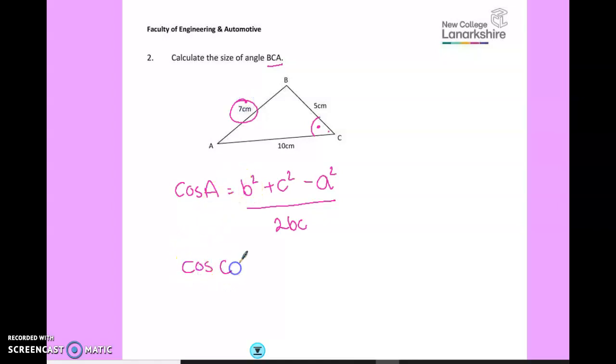So cos C, and the reason it needs to be the 7, I should have explained that, is that's the angle I'm finding. That's the side that's opposite it, so that must be my A. Doesn't matter which way around the other two go. So 10 squared plus 5 squared minus 7 squared all over 2 times, and it's always these two we use, 10 times 5.